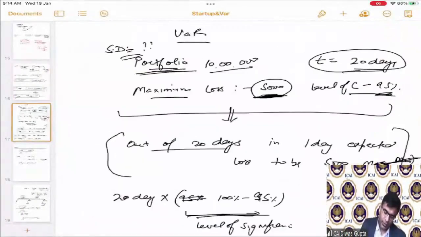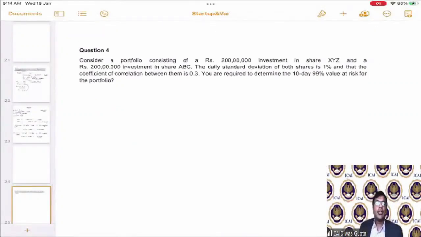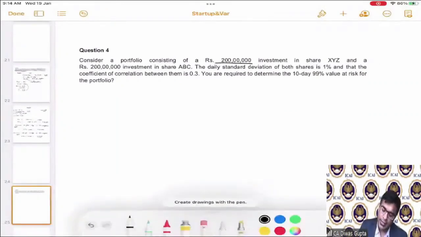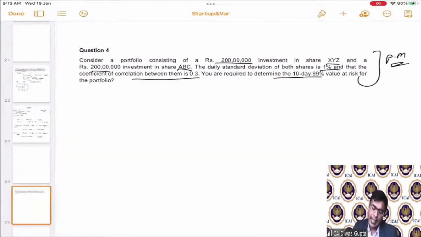Okay, now let me go to the last question. The last question says consider a portfolio consisting of 2 crore investment in XYZ and a 2 crore investment in ABC. The daily standard deviation of both the shares is 1%, and the coefficient of correlation between them is 0.3. What is this coefficient of correlation? This we have already studied in portfolio management. You're required to determine the 10-day 99% value at risk for the portfolio.